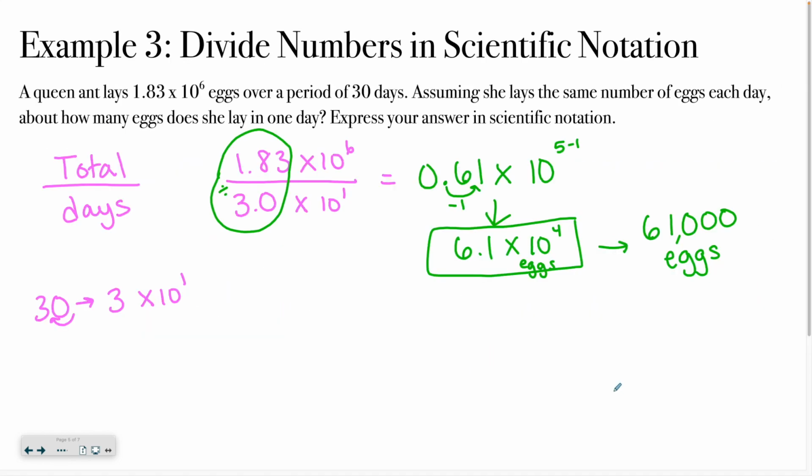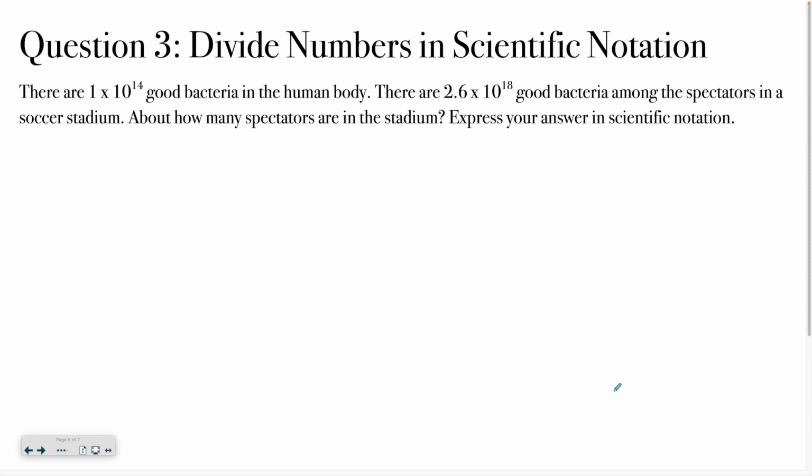And then I did the same idea with the division, just had to subtract my exponents, and now I want you to try this problem on your own. There are 1 times 10 to the 14th good bacteria in the human body. There are 2.6 times 10 to the 18th good bacteria among the spectators in a soccer stadium. About how many spectators are in the stadium? Express your answer in scientific notation. Good luck.